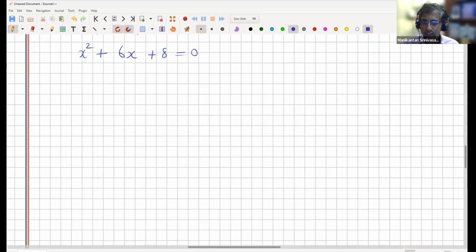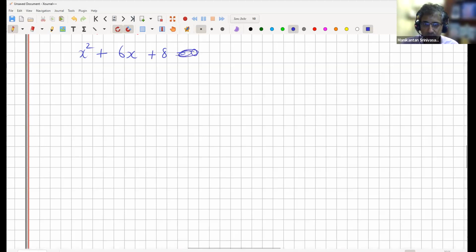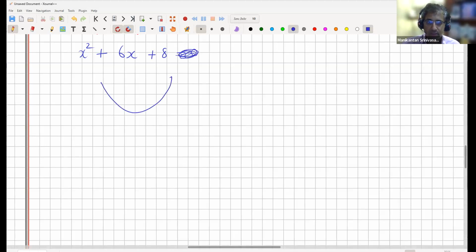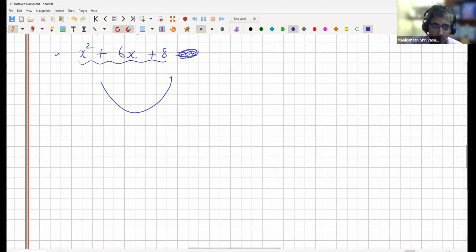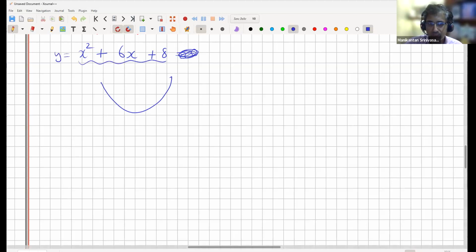Suppose you don't have equal to 0, it becomes a quadratic expression, right? So that subtle difference you guys should know. An expression can be plotted. For example, without the 0, I can plot this quadratic function. Expression, function, more or less same thing. This is an expression. Once you put y equal to this, it becomes a function. So y is a function of x. So for different values of x, you have different values for y, right?